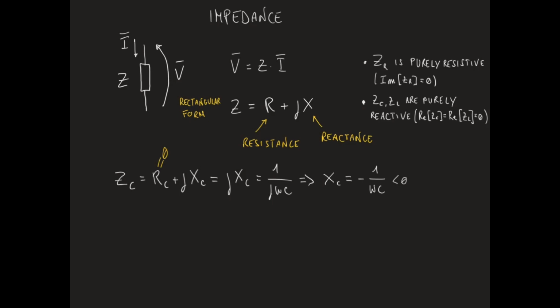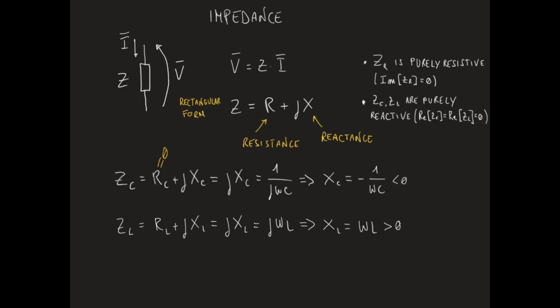In the case of an inductor with inductance L, the impedance Z_L will be given by R_L plus jX_L, where R_L is 0, so Z_L is simply given by j times the reactance X_L, which we know is equal to j omega L. From this equation, we get that the reactance for the inductor X_L is equal to omega L, which is always positive.